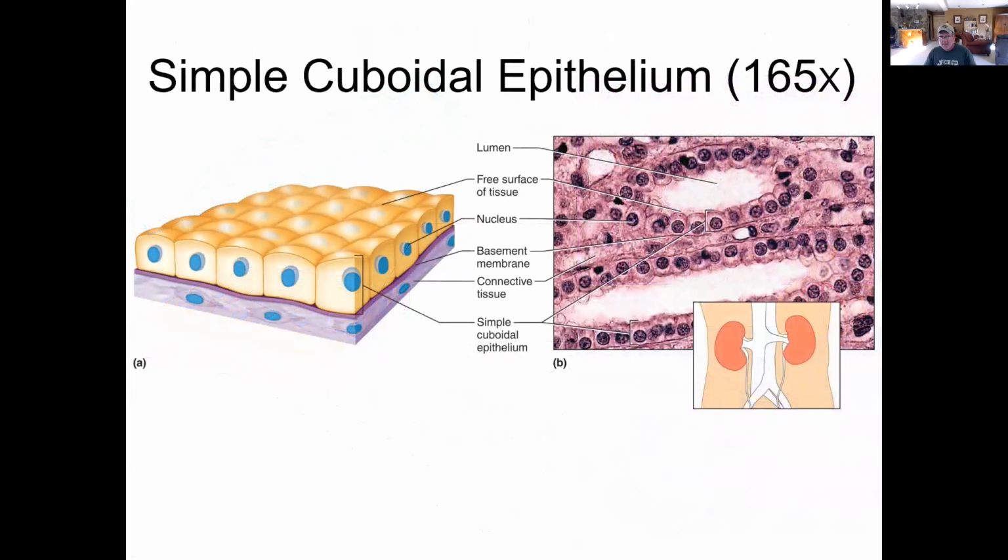Simple cuboidal. Again, let's look at the sketch. Here are our cube-shaped cells. Here's the free surface at the top facing some space. Here is the basement lamina in purple, and below that the connective tissue. Here is a stained histologic section taken from the kidneys. We look at this slide in lab.